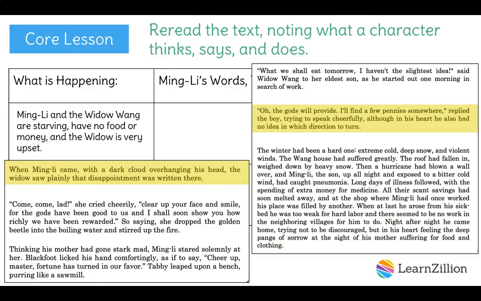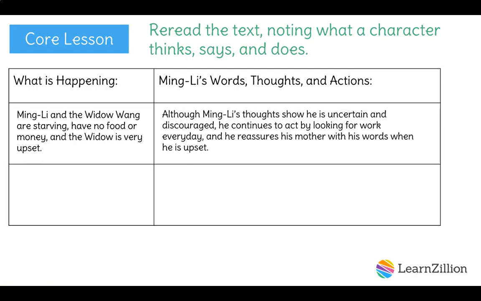And then in this middle paragraph, she shows him that they finally have food. And his first thought is not, oh my goodness, I can eat. But let's look at the highlighted text. "Thinking his mother had gone stark mad, Mingley stared solemnly," seriously, with care. Right? So I see he reassures her, he looks for work, and then he cares about her before he chows down on the food. So let's go ahead and write that down. Adding that to my chart.